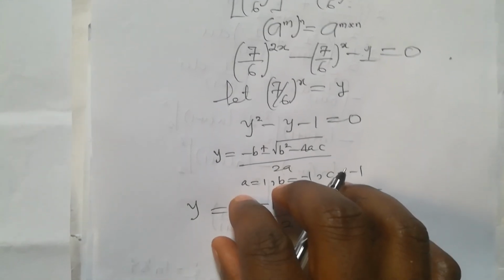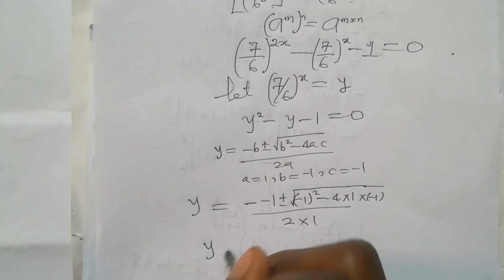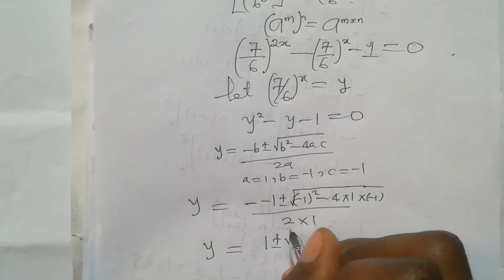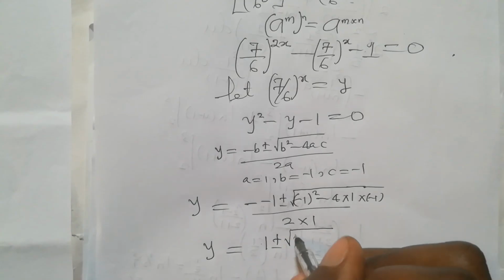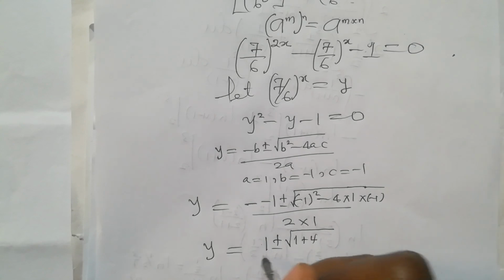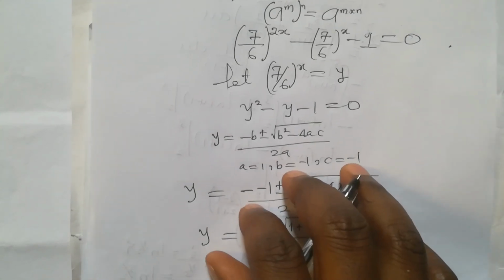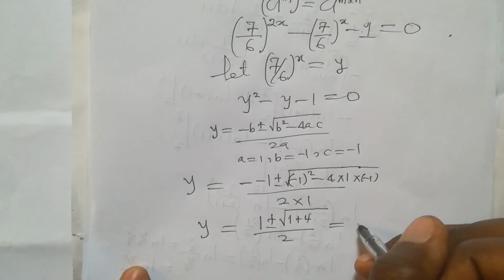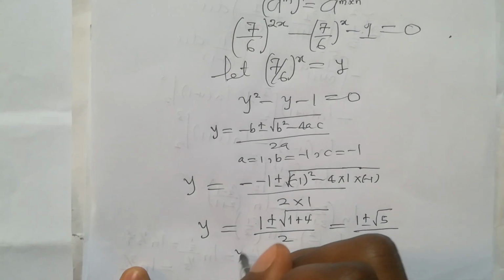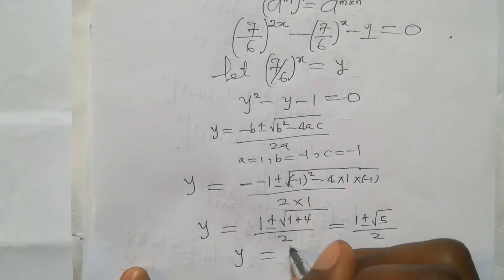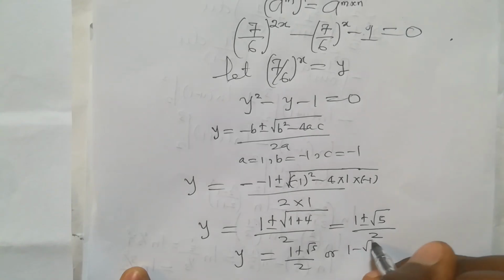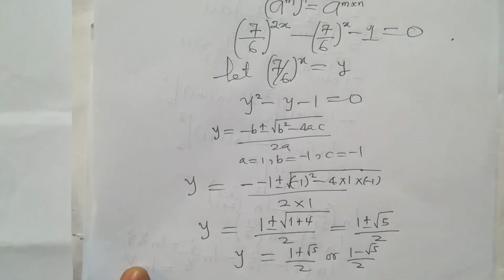You get it? So if you do the maths very well, we are going to have minus times minus is plus, so you have 1 plus or minus the square root of minus 1 squared, which is 1, minus times minus is plus, 4 times 1 times 1, we have 4, all over 2. So we are going to have 1 plus or minus the square root of 5 all over 2. So our y now is going to be 1 plus the square root of 5 over 2, or 1 minus the square root of 5 over 2. You get it?